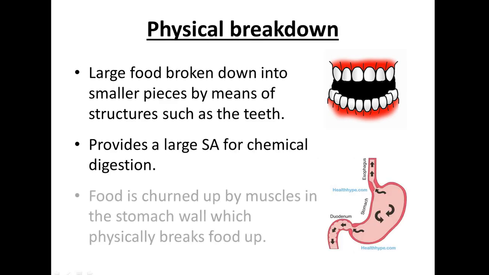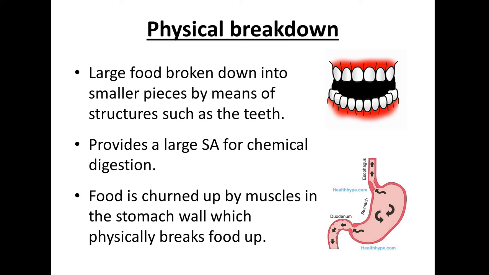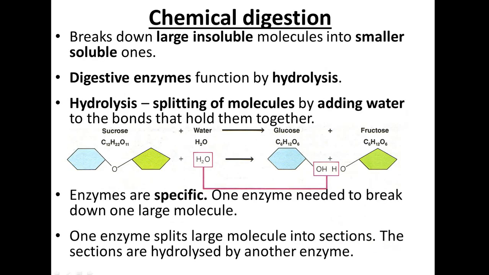So physical digestion, the large food pieces are broken down by the teeth. This provides a larger surface area for the chemical digestion, for the enzymes to start working on. Also, there's a bit of a physical breakdown in the stomach, where the muscle wall will contract and relax to perform a churning action. Then you've got your chemical digestion.